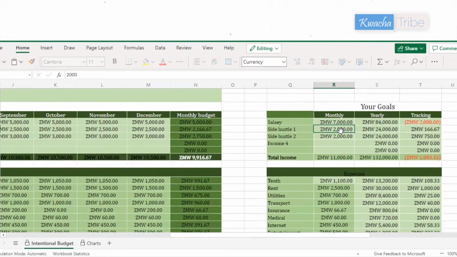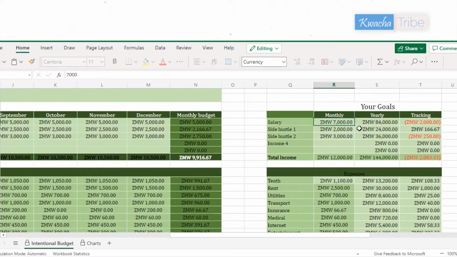If his goal is to have side hustle one giving him, let's say, 2,000 kwacha per month, then side hustle two giving him 3,000 kwacha per month, so that by the end of the year he would have gotten 36,000 kwacha from this other side hustle. Monthly, he's targeting to be getting 12,000 kwacha, yearly 144,000 kwacha. But this tracking is where there's a comparison with what is actually happening in reality.